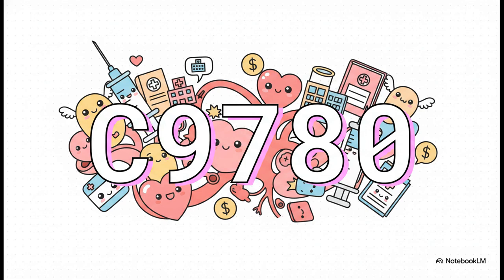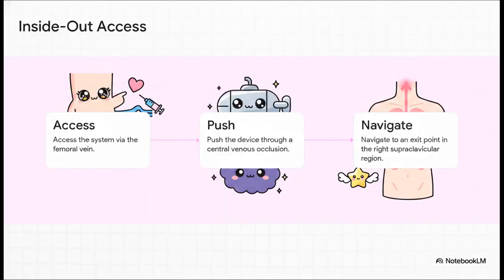Next up, we need to spotlight a very unique standalone code, C9780. This is a Medicare HCPCS code specifically used for outpatient hospital billing under the Outpatient Prospective Payment System, or OPPS. It was created specifically to describe a brand new, highly specialized technique for dealing with stubborn occlusions. Let's break down exactly how this brilliant procedure works.